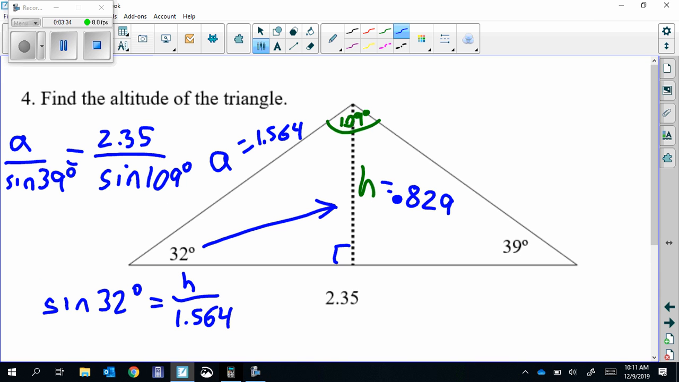Now, if there were units, we'd make sure we put that. If this said miles, we'd write miles. If it said feet, we'd write feet. We don't know, so we'll just leave it at the number.